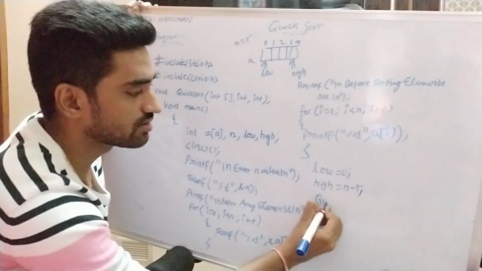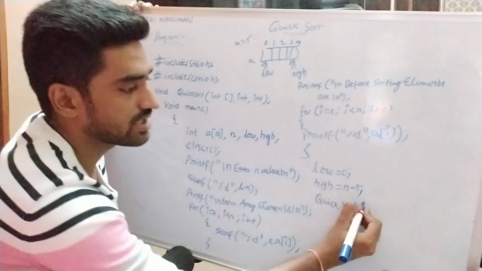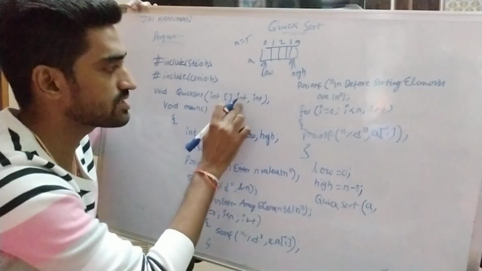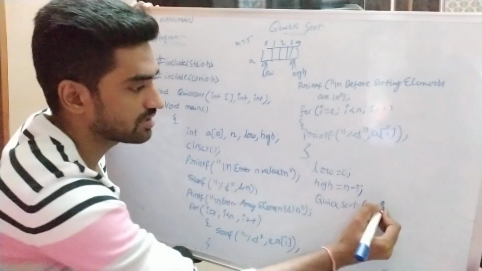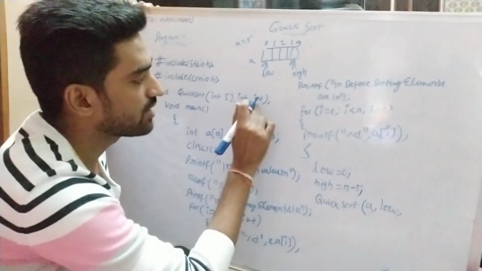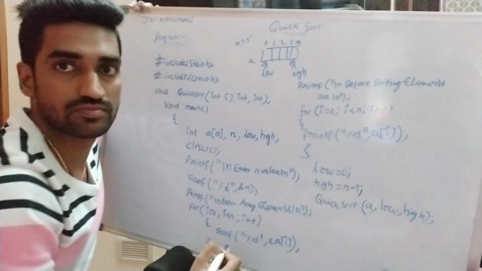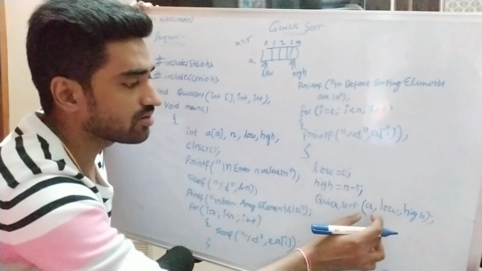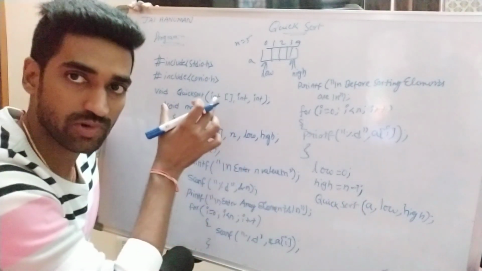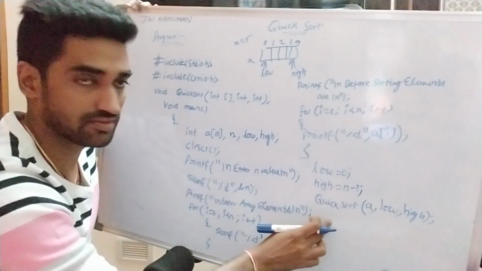Then I am calling the quicksort function with 3 arguments, right? So quicksort of, what is the first argument? Array A. What is the next argument? The lower boundary value, which is denoted by low. Then the higher boundary value for this argument, high, right? So after calling, the control will be passed to the function definition of quicksort. Then the process will be executed, and then the control will be passed to the next statement, right?